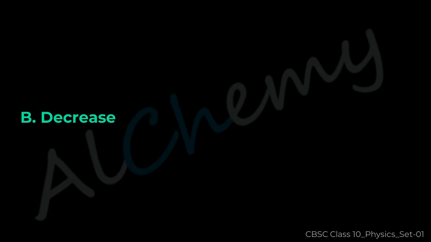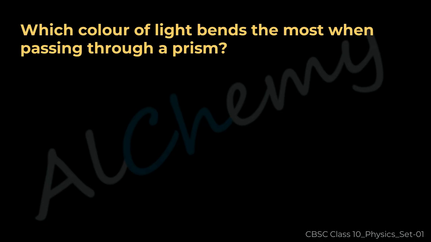The correct answer is B. Decrease. Question 30. Which color of light bends the most when passing through a prism? A. Red. B. Yellow. C. Green. D. Violet.